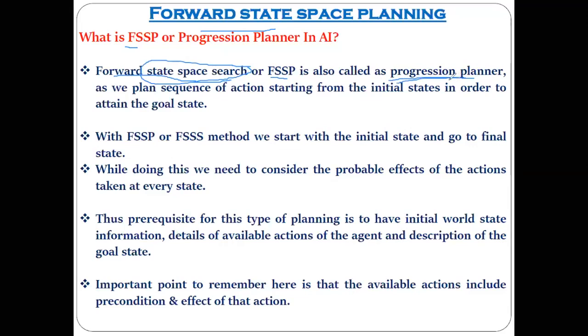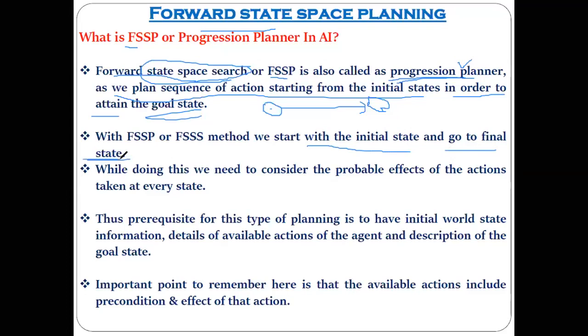The reason it is called the progression planner is that we always start from the initial state and try to reach some goal state. Understood? That is why it is referred to as the progression planner. Here the AI agent plans the sequence of actions starting from the initial state in order to attain the goal state. So that is the concept of forward state space search, or forward state space planning, also referred to as the progression planner. The AI agent always starts from the initial state in order to reach some goal state.